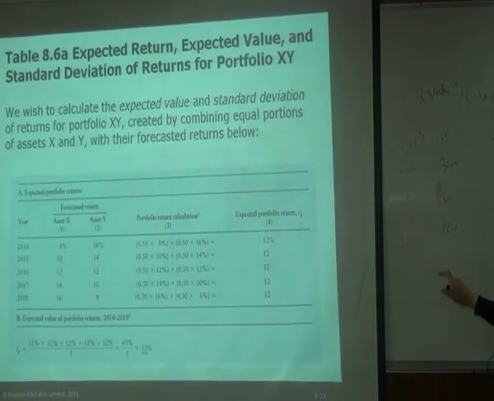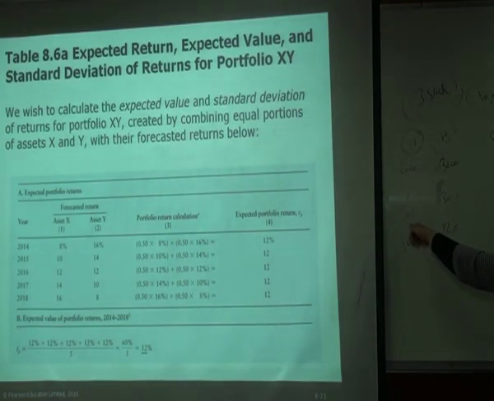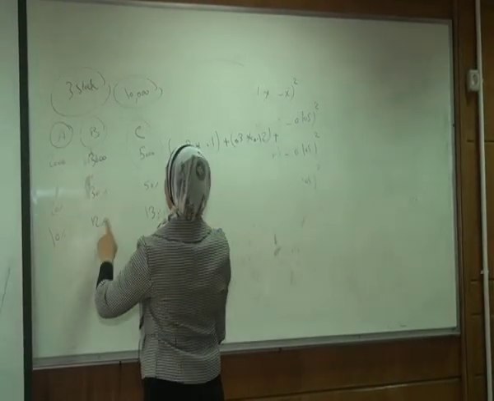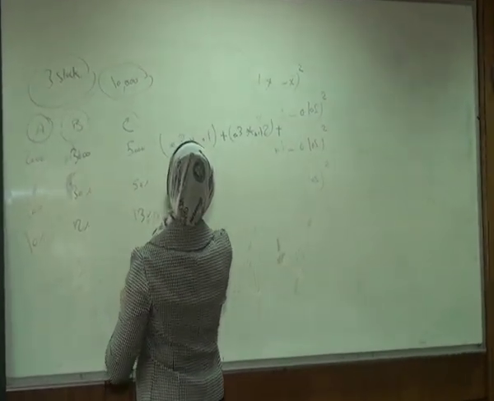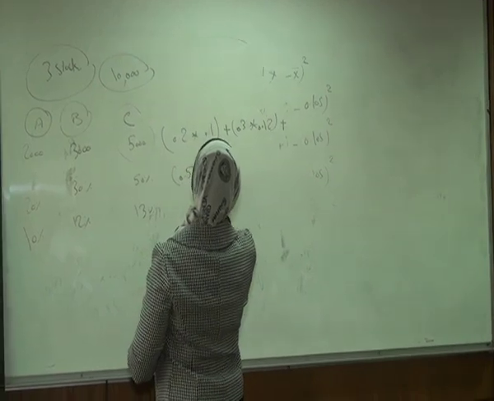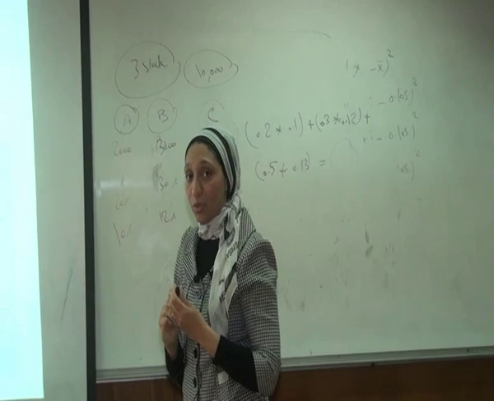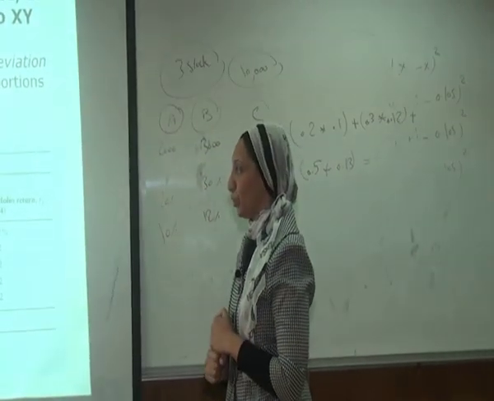If we come back to this example, the return of this portfolio is 20% multiplied by 10%, the weight multiplied by return, plus the 30% weight multiplied by the return, which is 12%, plus the weight, which is 50%, multiplied by 13%. This is the average return of this portfolio.